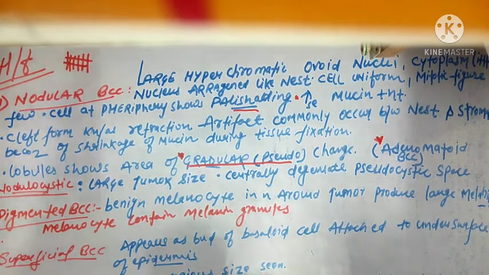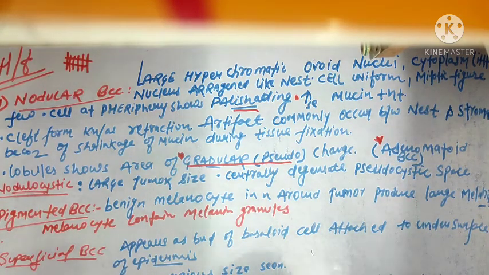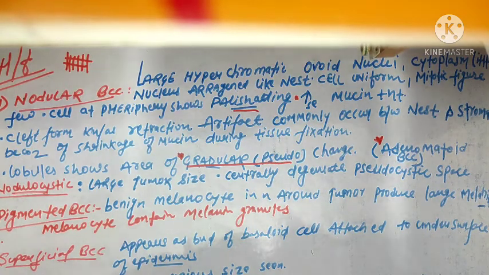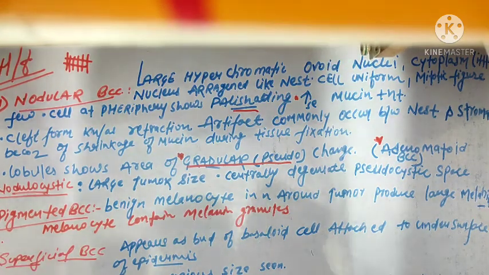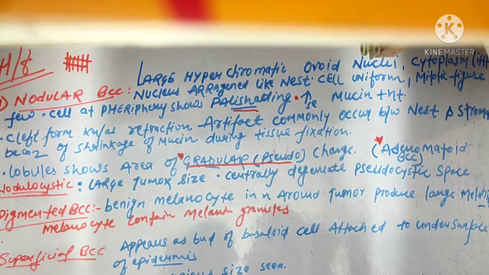Now the pigmented type, in which, as we discussed earlier, there will be a brown or red pigmentation. In the pigmented basal cell carcinoma there will be a large tumor size. Melanocytes are melanin-producing cells, so there will be benign melanocytes around the tumor producing large amounts of melanin, and the melanocytes contain melanin granules.